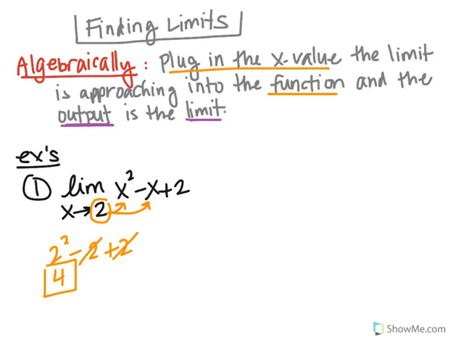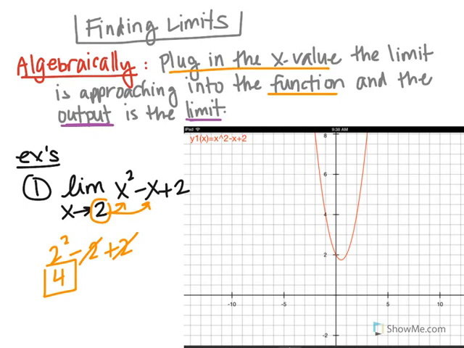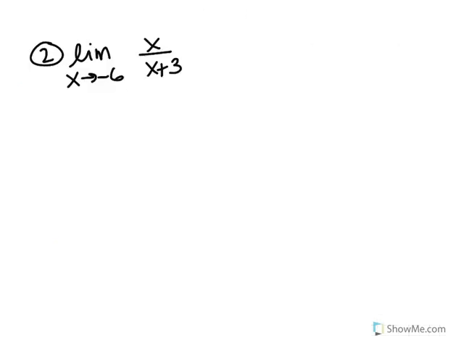Here's what this means in terms of its graph. What I've gone ahead and done is graphed the function x squared minus x plus 2. That's right here. So if I look at the x value of 2, which is right here, and I go up to the graph, you'll notice that it's just the y value on the graph. So as it approaches 2, from this direction and this direction, your graph approaches 4.